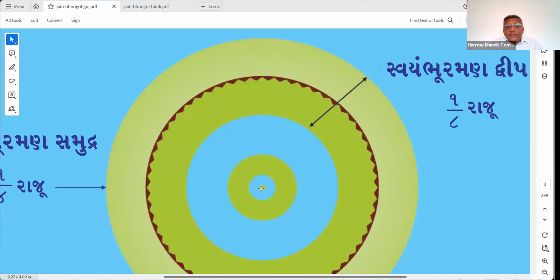No, wait, sorry. This is 4 million, right? That's 4 million. This island is 4 million miles. Then 8 million on each side. So this is 8 million miles. This is 16 million miles. This is 32 million miles. Just imagine, 32 million miles.